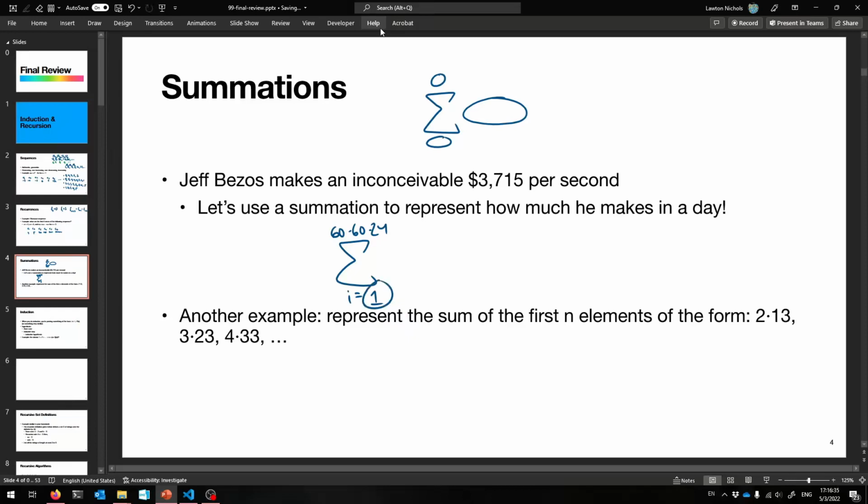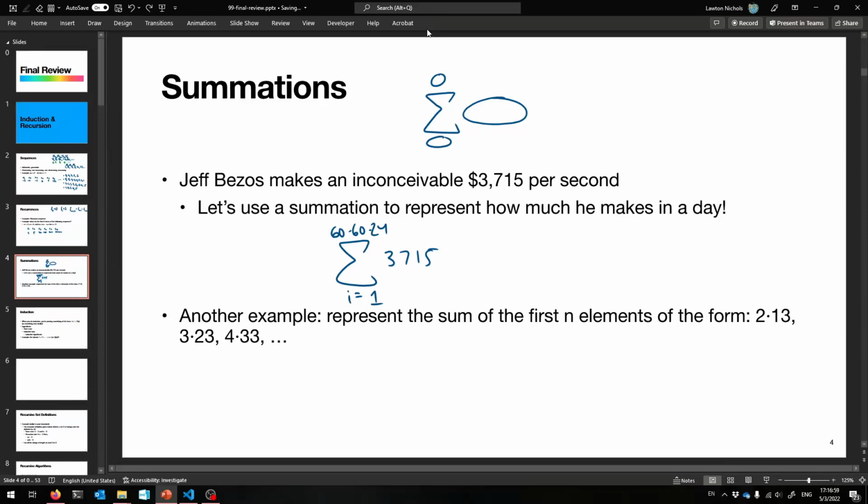So go up from second number 1 to the last second, and every time you have a new i value, keep adding 3,715 each time. Yeah? So if you add 3,715 this many times, you will end up with how much money Jeff Bezos makes in a day. So, good for him. So that's my first example.